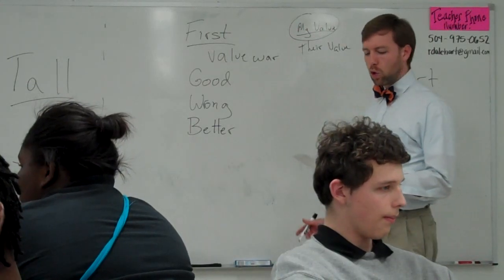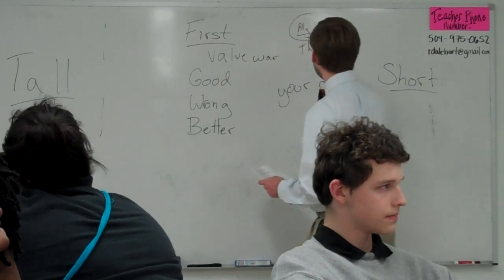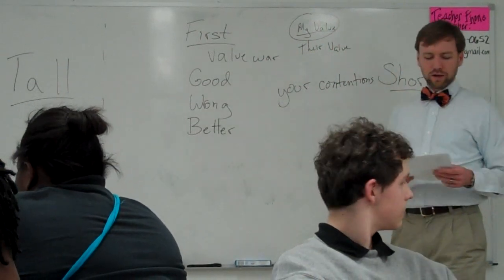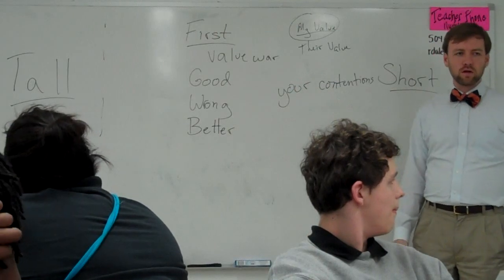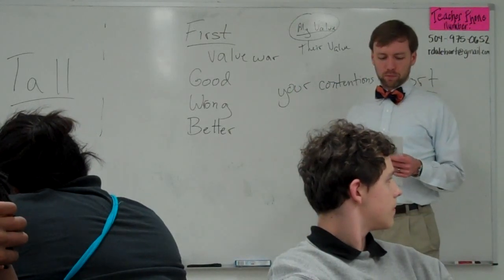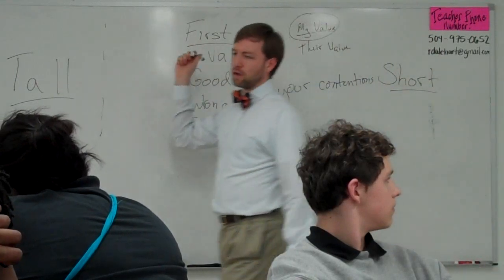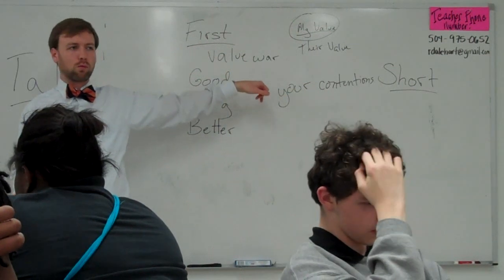Finally, can the arguments that you make, can your contentions still hold even under their value and criterion? This is the best way to wrap up the round. If you can say, Judge, here are my value and criterion. I want to win basketball games, and to do that I'm going to score more points.